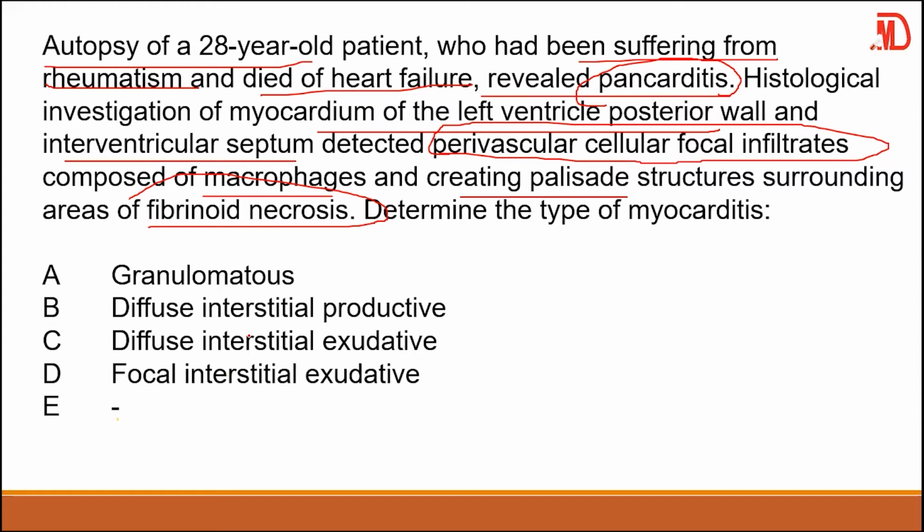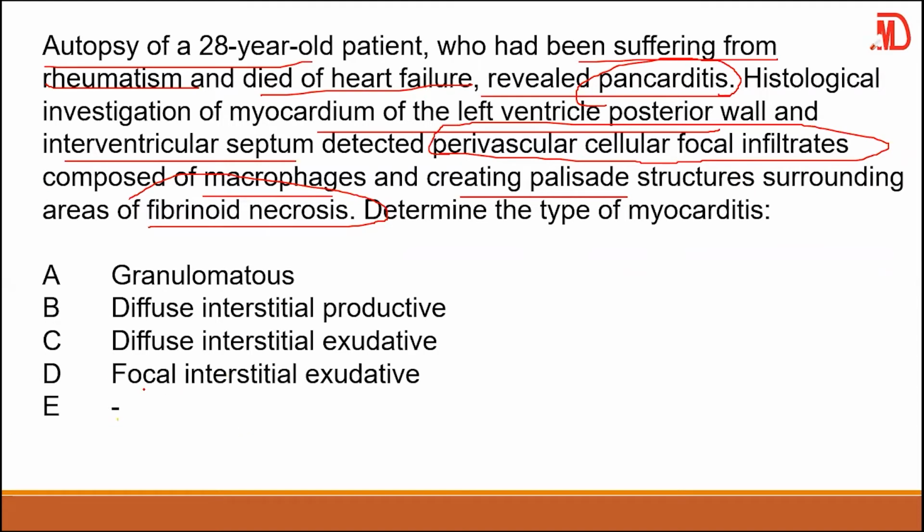Granuloma. So this is a granulomatous condition, because the infiltrate is composed of what? Macrophages, creating palisade structures surrounding areas of what? Of fibrinoid necrosis.